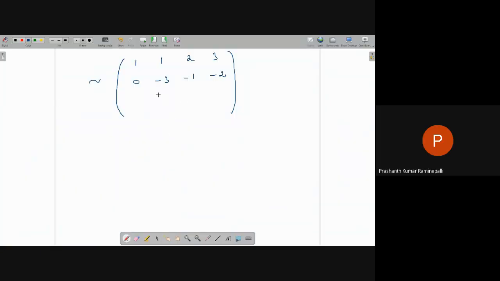Next, 0, what is the operation? Please tell. R3 gives rise to R3 plus 2R2.